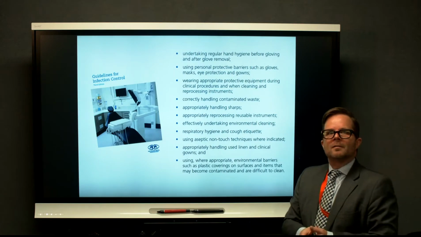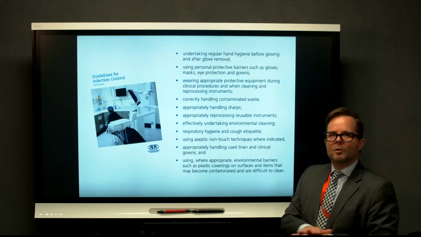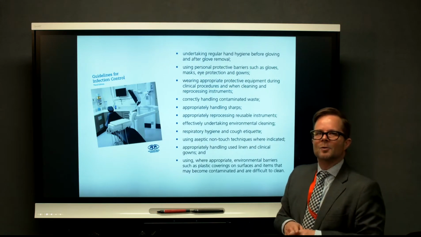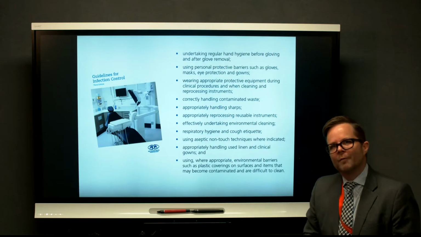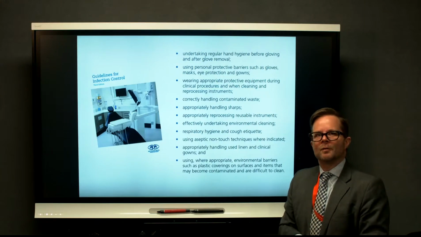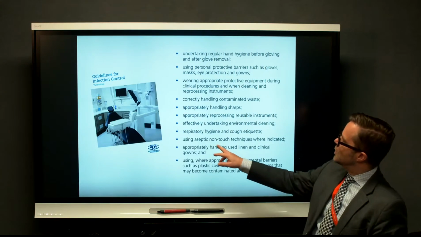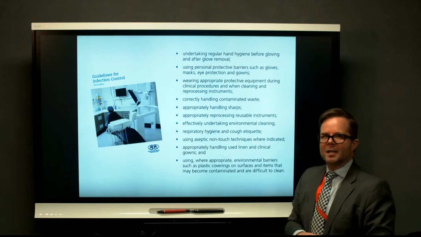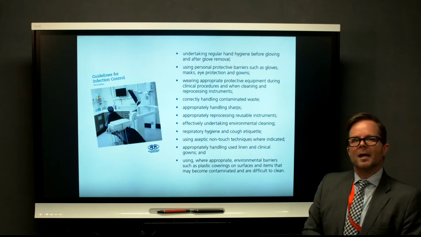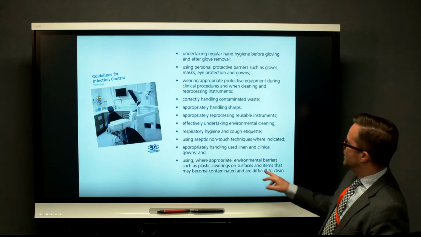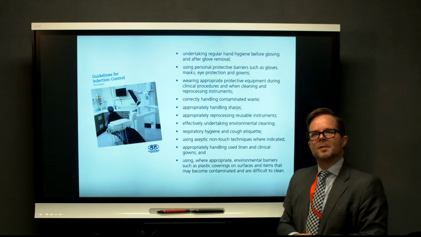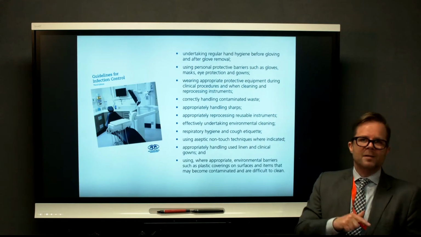Cleaning the environment effectively, respiratory hygiene and cough etiquette. So this is something else that's interesting and new as well, is what's the best way to cough to prevent transmission of infection. Using what's called aseptic or non-touch techniques where indicated, appropriately handling linen and clinical gowns, and where appropriate using environmental barriers such as plastic coverings on surfaces and items that may be contaminated but that are difficult to clean.